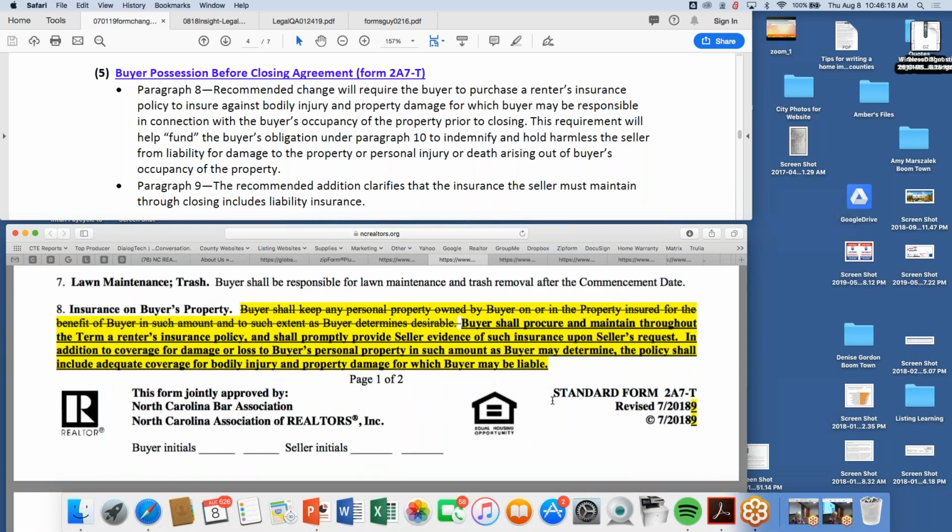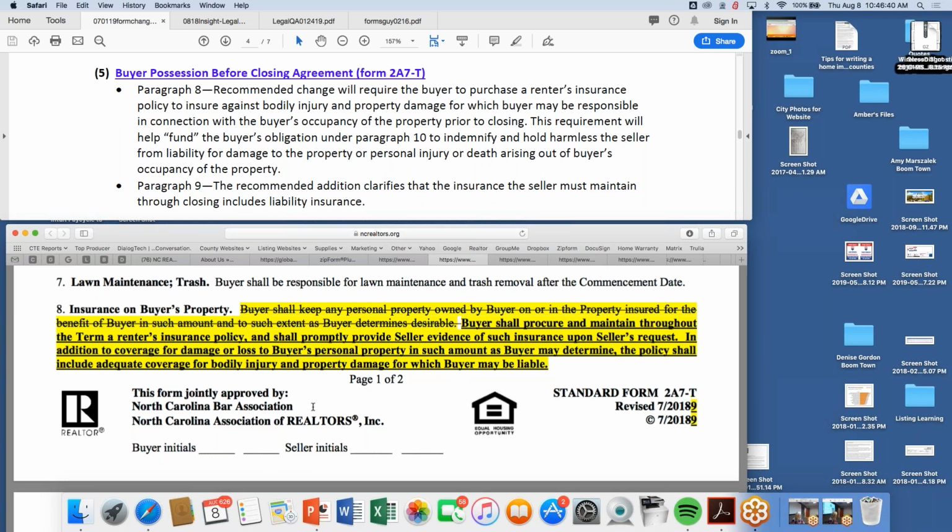So the main difference on the buyer possession before closing and the seller possession after is insurance. We've always had it state that the other side was going to indemnify the other party if anything happened to their possessions or to the property. And so what it's doing now is confirming that you have to have insurance.